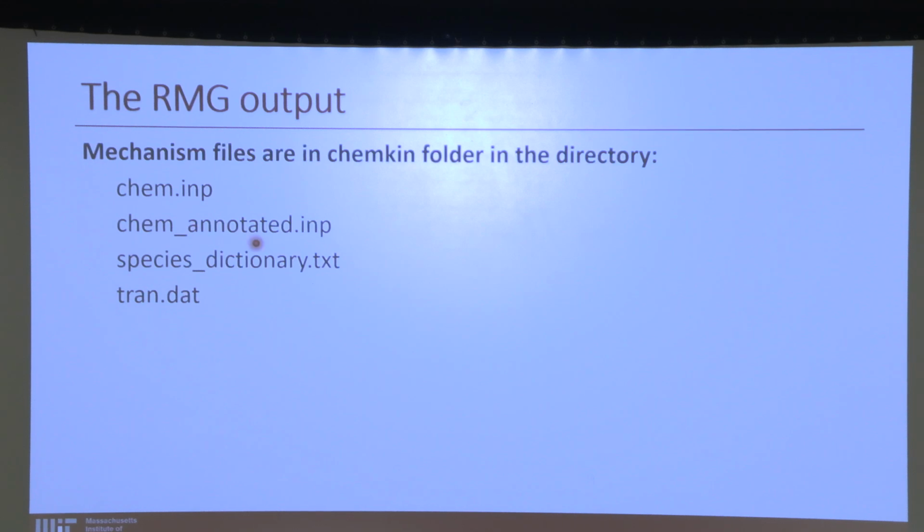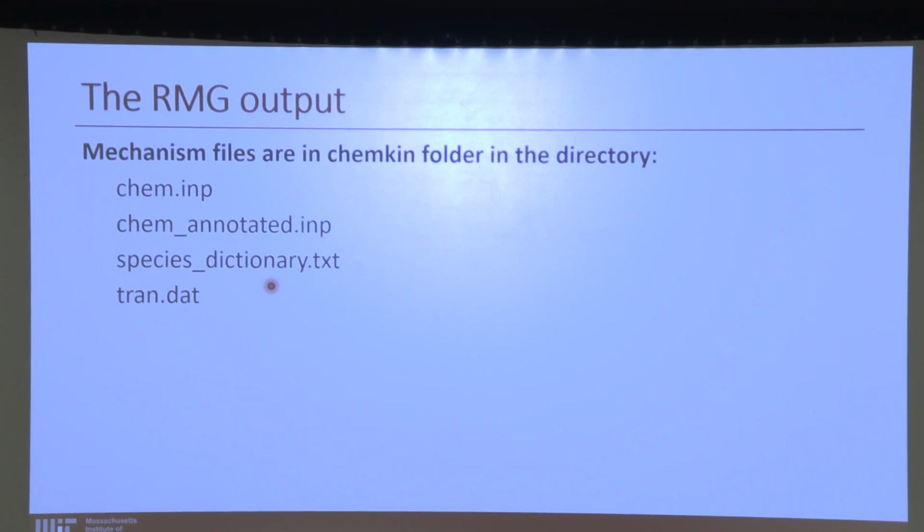It also makes another thing that's called a chem annotated input. It has a lot more information than what's in the Chemkin file. It writes down where all the numbers came from, estimates of the error bars, all kinds of other stuff about the mechanism. And then it also makes a thing called a species dictionary because as you saw there, I had C10H9. There was a dozen different species that were all C10H9.